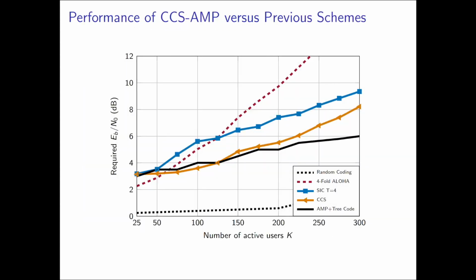This graph shows the performance of this new access scheme. On the x-axis, we have the number of active devices. On the y-axis, we have the required Eb/N0 to achieve a per-user probability of error of 5%. We can see that CCS-AMP outperforms the original CCS algorithm when the number of active devices is above 125 or so. Below this point, the two curves are very close. Overall, this is a significant step forward.